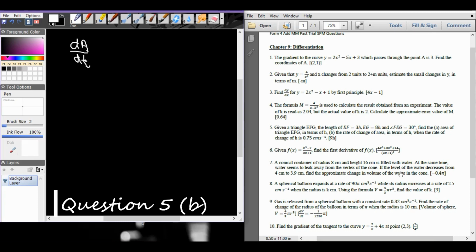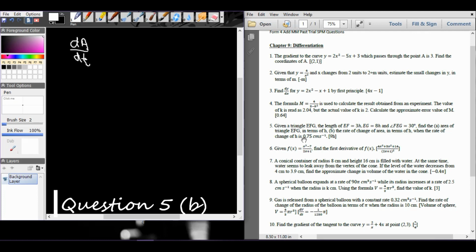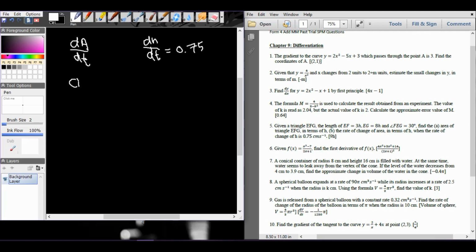Then we are also given the rate of change of H is 0.75. So dH/dt equals 0.75. For this question, we are going to use the chain rule, which is dA/dt equals dA/dH times dH/dt. Okay, because this dH can cancel each other, then we are left with dA/dt. So these two are equivalent.